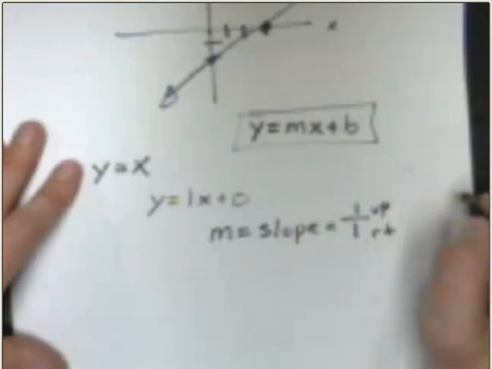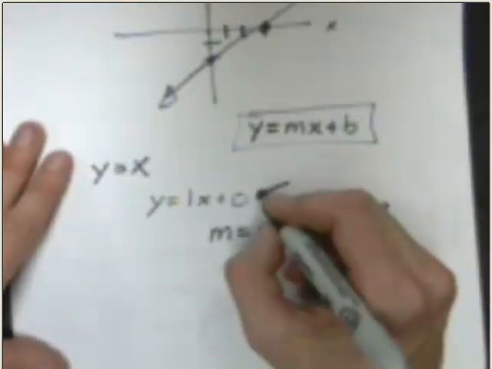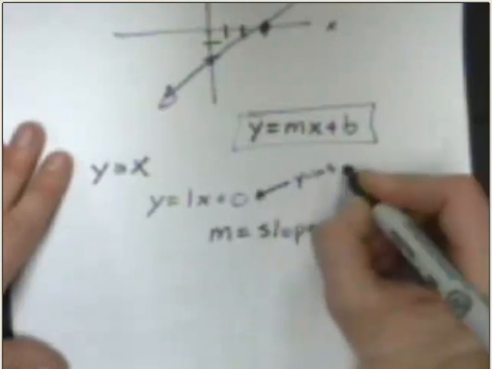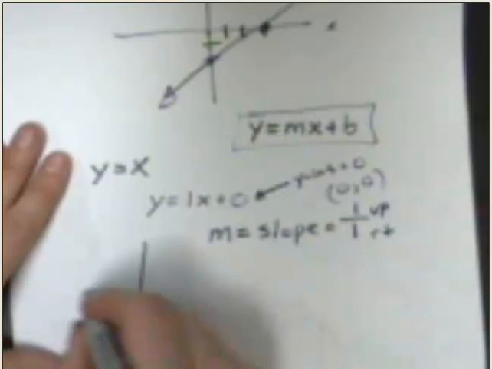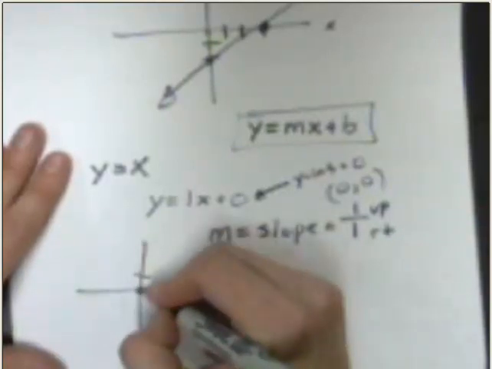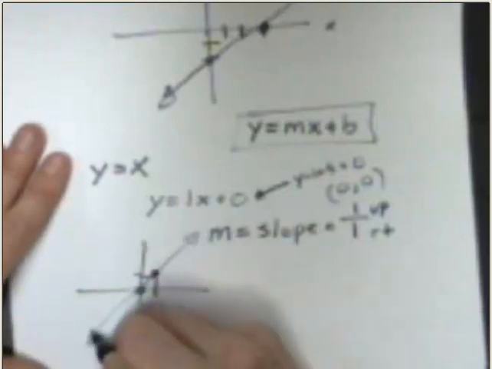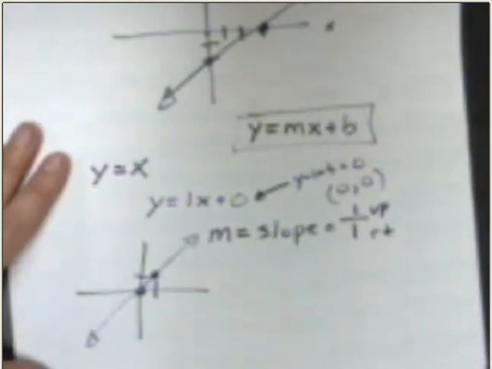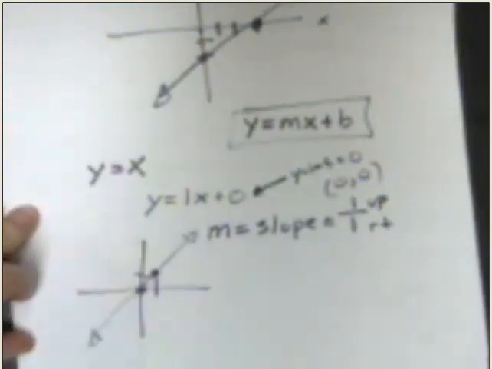And where am I starting at? The point what? 0, 0. So y-intercept equals 0. That means I have the point 0, 0 is where I start. So when I graph this one, 0, 0, go up 1 over 1. Cool, this thing goes right to the origin. Nice. It goes right to the point 0, 0.